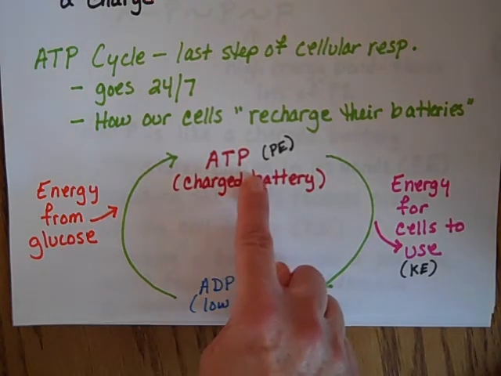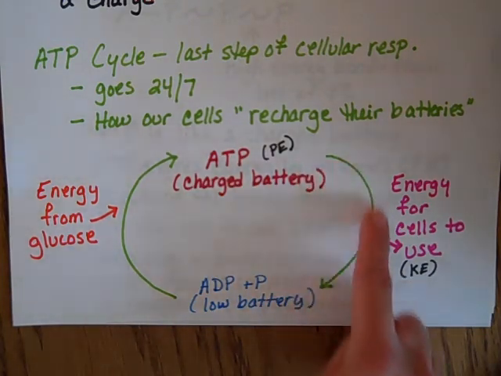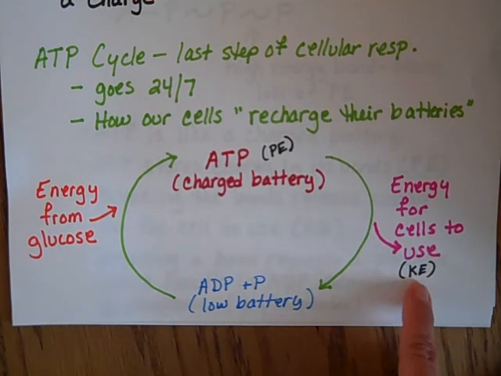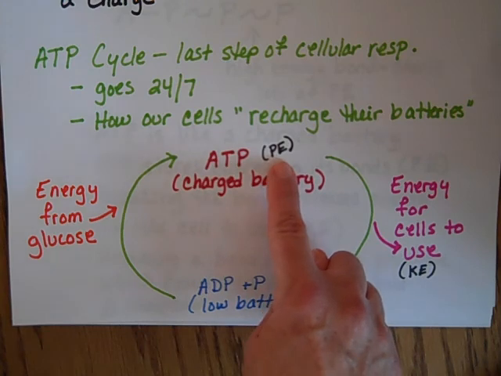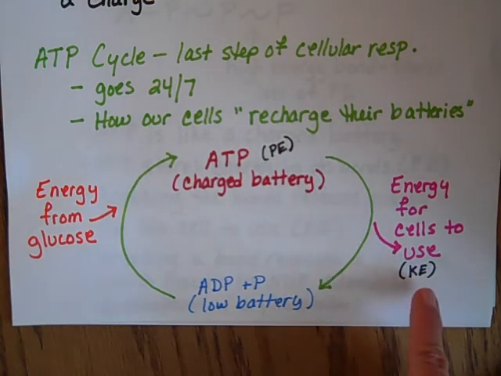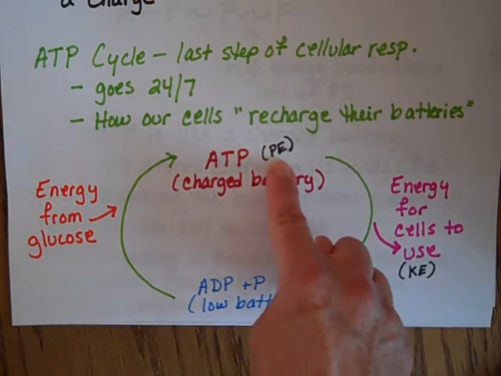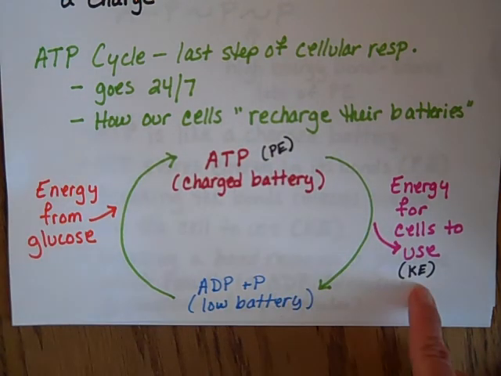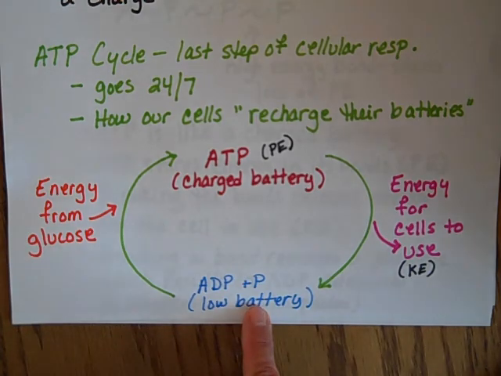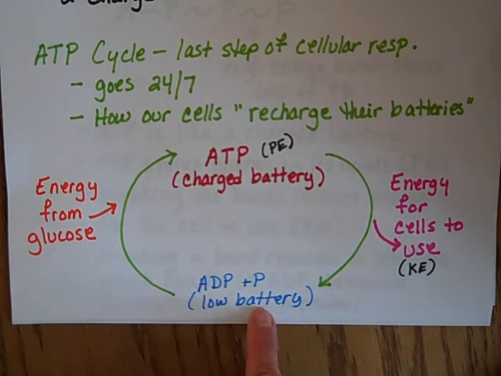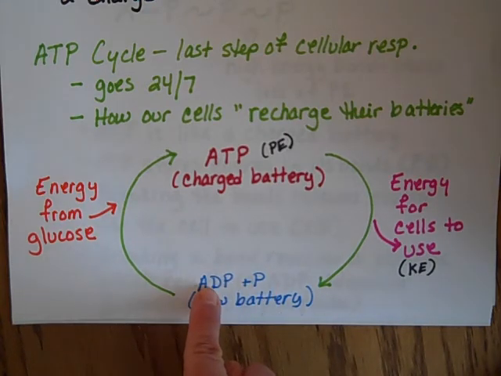How did it get from charged to low? It was used. Energy was used by the cell. That's kinetic energy. So this potential energy in the ATP was used by the cell, just like the potential energy in your cell phone battery is used by you all day long. So your battery gets low. Then you go home at night, you plug your phone in. Well, our cells don't plug their phones in. Our cells reattach this phosphate. But to do that, you need to put energy in.